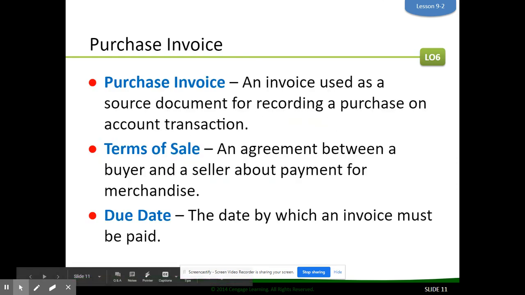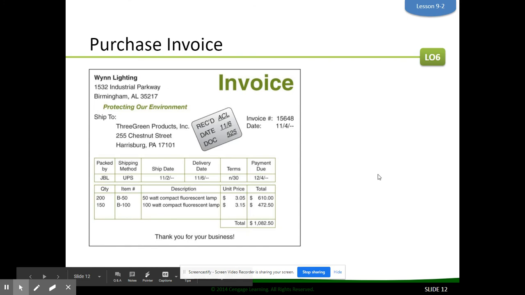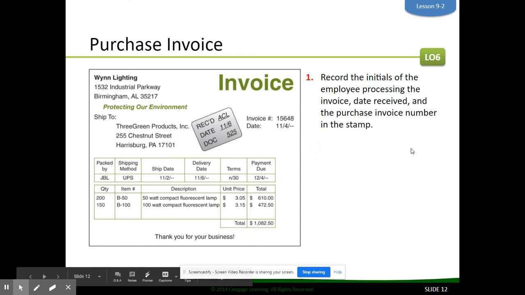A couple of additional terms we need to be familiar with before moving forward. The first is a purchase invoice. That's the invoice used as a source document for recording a purchase on account transaction. Then we have terms of sale, which will be on the purchase invoice, and it's the agreement between the buyer and the seller about payment for merchandise. And then we have the due date, which is the date by which an invoice must be paid. All of that information must be paid attention to on the invoice.